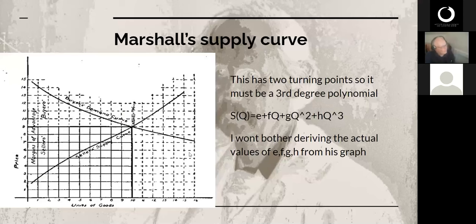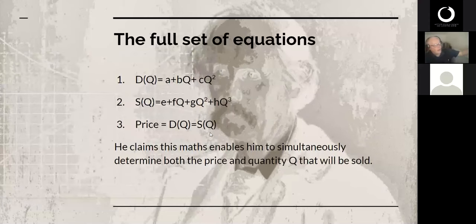But it gets worse. If we look at his supply curve, it's got two inflection points, one there and one there. So it must be at least a third degree polynomial. I'm not going to derive the values for this from the graph, but you can see he has two curves, the demand curve and the supply curve, and the equilibrium is given where demand equals supply. So he claims that his maths enables him to simultaneously determine both the price and the quantity that will be sold. But in order to do that, he has 1, 2, 3, 4, 5, 6, 7 constants. Now that's not apparent because it's presented to the students just as a drawing. 7 constants to explain one price and one quantity. So he has 5 more constants in his model than what he's explaining.